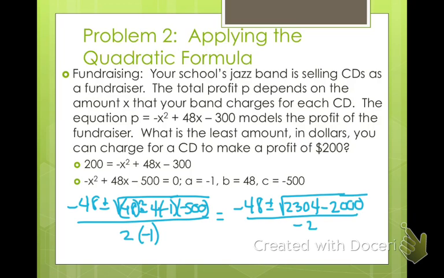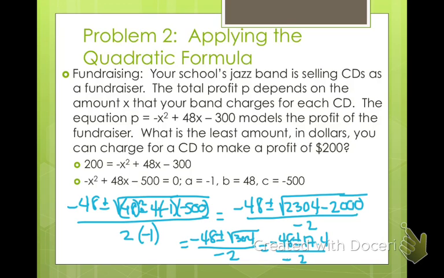Now, 2304 minus 2,000 is 304. So negative 48 plus or minus square root of 304 over negative 2. The square root of 304, since we're looking for an actual dollar figure, we're going to go ahead and take that square root. That's 17.4. So negative 48 plus or minus 17.4 over negative 2.